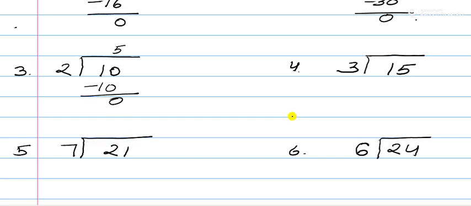Next one, 15 divided by 3. So we say a 3 times table up to 15. 3 times 1 is 3, 3 times 2 is 6, 3 times 3 is 9, 3 times 4 is 12, 3 times 5 is 15. So 3 times 5 is 15, we write 5 on the top, minus 15 because then 15 minus 15 is a 0.